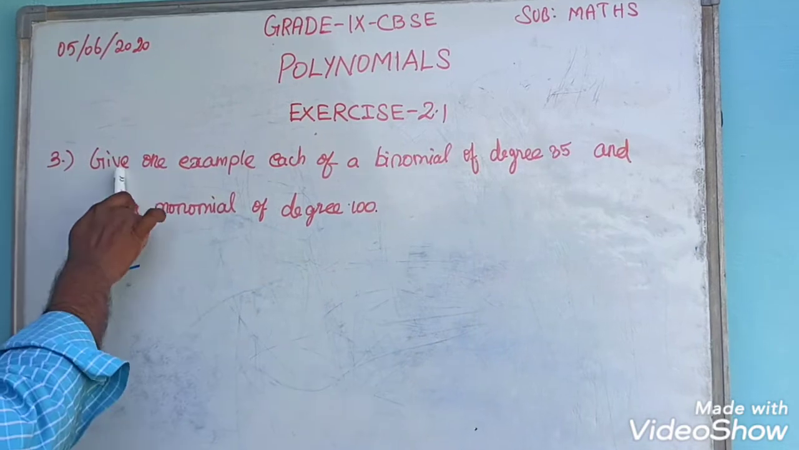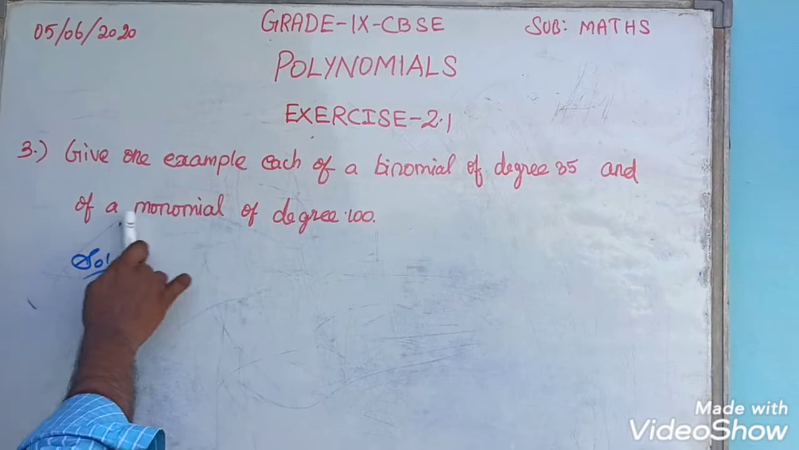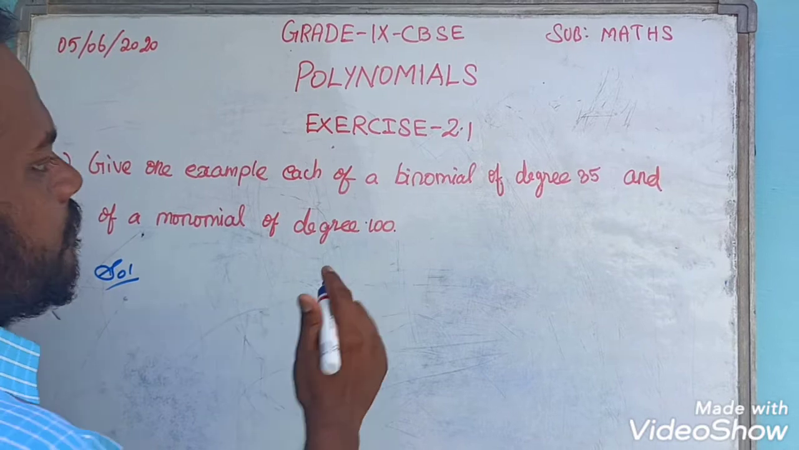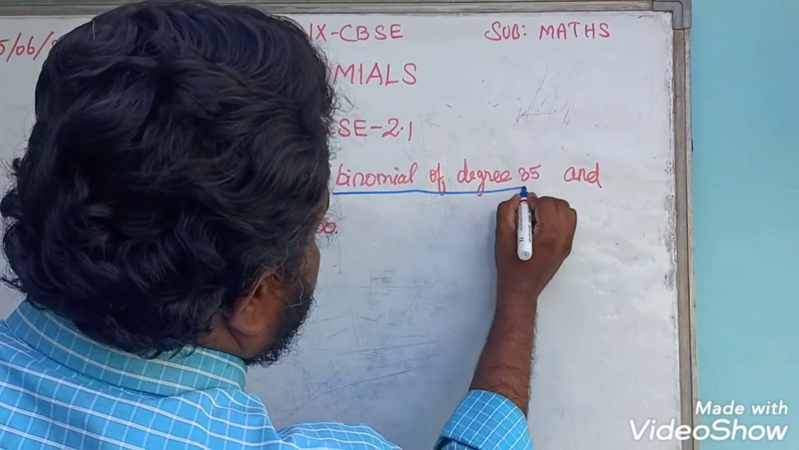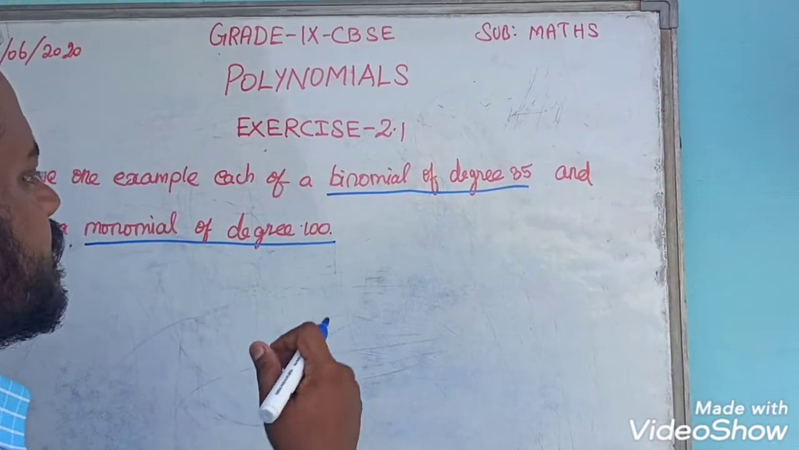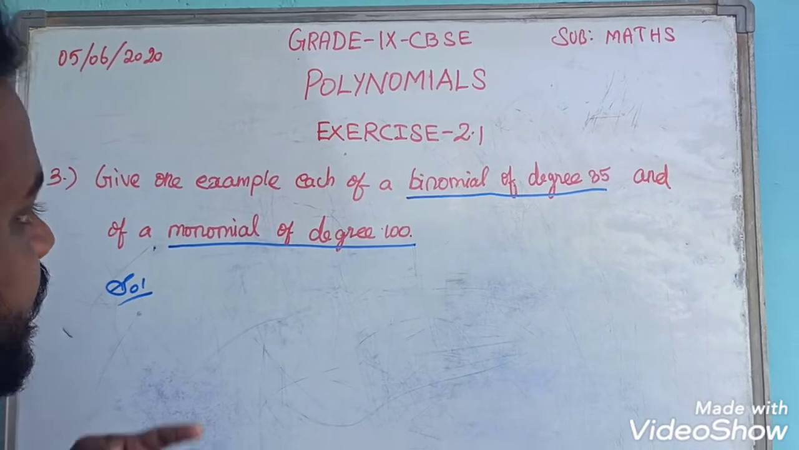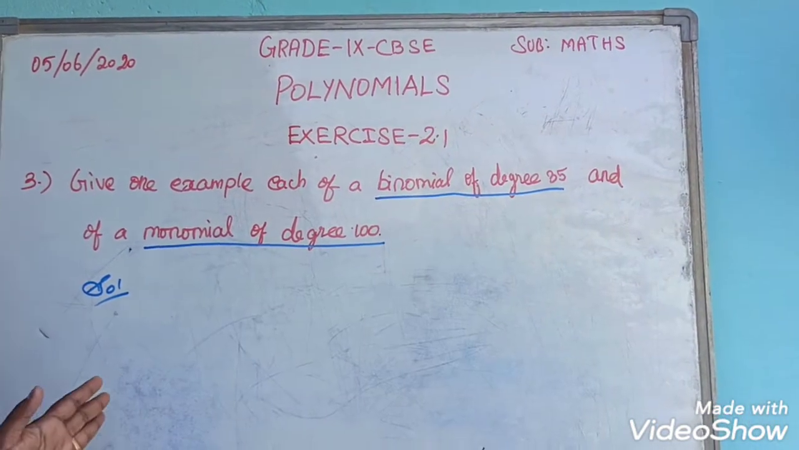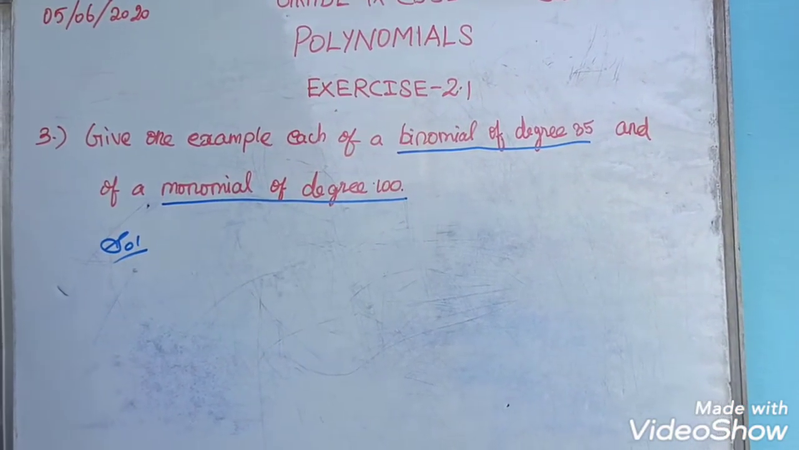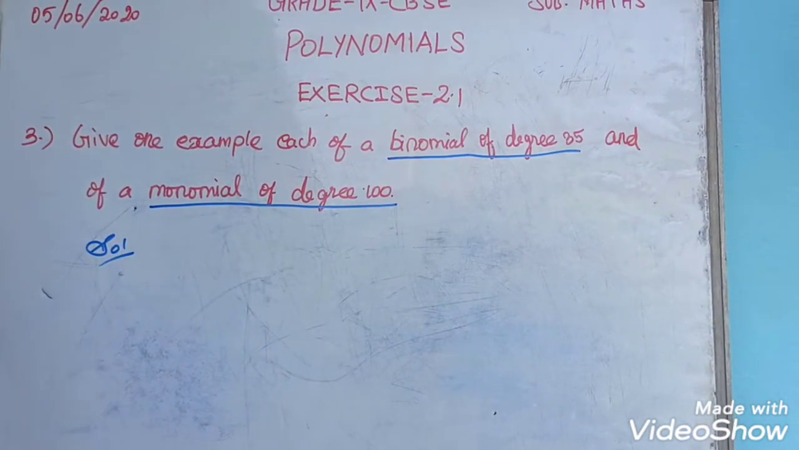Third Roman: Give one example each of a binomial of degree 35 and of a monomial of degree 100. So we have to write one example, first a binomial of degree 35 and a monomial of degree 100. Binomial means it contains 2 terms, and the highest degree is 35. In the same way, a monomial contains only one term, a combination of variable and constant, or only a variable. The highest degree is 100.